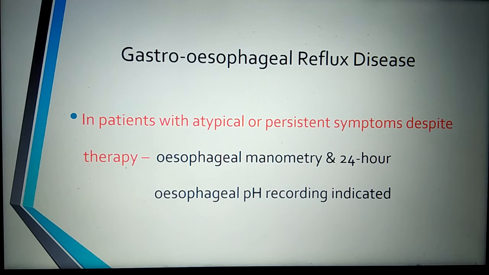In patients with atypical or persistent symptoms despite therapy, we have already given the proton pump inhibitors, but still the patient is complaining, more complaints while taking tea or coffee. Again, the classical triad, one of them may appear. Then in that case, esophageal manometry and 24-hour esophageal pH recording is indicated. These two investigations are indicated: esophageal manometry and 24-hour esophageal pH recording.